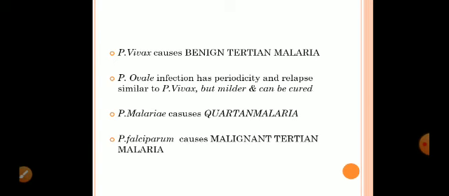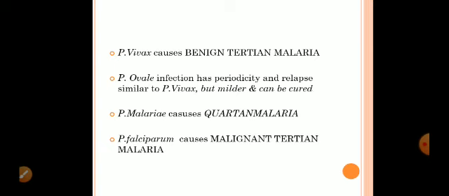These are the following fever patterns in malaria. P. vivax causes benign tertian malaria, which means that fever occurs every third day, 48 hours, and there may be relapse because of the dormant hypnozoite stage which resides in the liver. P. ovale infection has periodicity and relapse similar to P. vivax, but it is milder and can be cured.